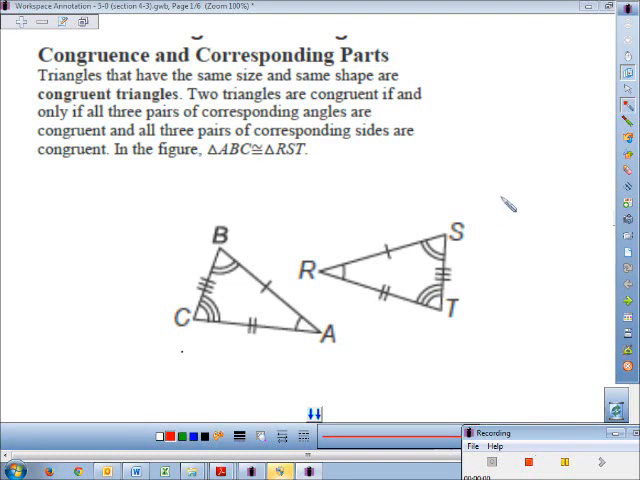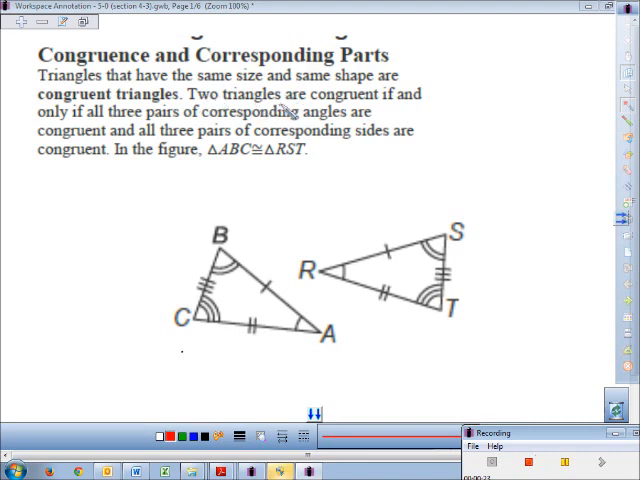Hi, this is section 50 in advanced geometry. Today we're talking about congruence and corresponding parts, and we're going to be talking about congruent figures, most likely triangles, but they can be any figure. Triangles that have the same size and same shape are called congruent triangles. Any figure that's the same size, same shape are congruent figures, most likely talking about triangles.